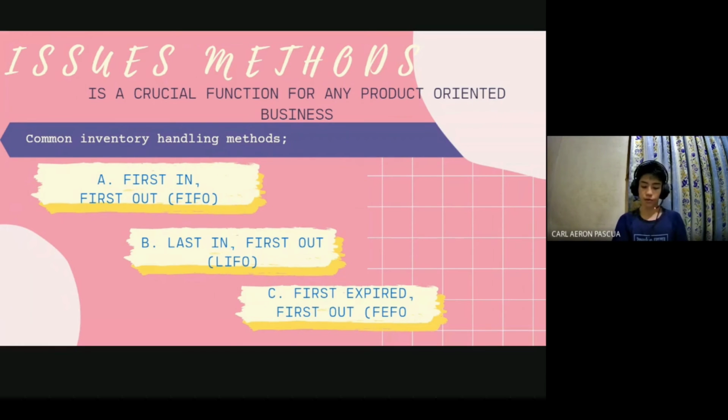So, FIFO means inventory items are sold based on the order they are purchased. And this is the most common technique. LIFO, the items that entered the system last are sold first. This is common among non-perishable items like petroleum, minerals, and metals. FEFO means materials are sold based on the dates they should be consumed regardless of when they were purchased.